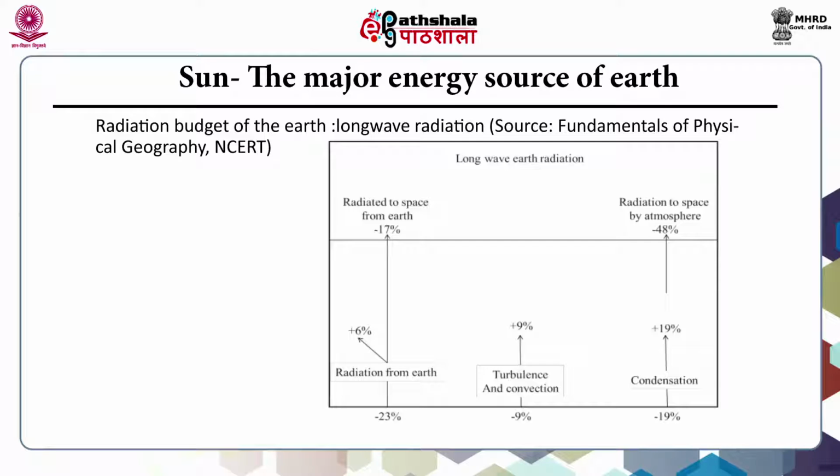Finally, the 48% of the terrestrial long wave radiation gets absorbed by the atmosphere. That is 14% from insolation and 34% from terrestrial radiation is absorbed by the atmosphere. That is also radiated back into the space. Thus, the total radiation returning from the earth and the atmosphere is 17 plus 48%, that is 65%. That balances the net 65% short wave radiation received from the sun. It is clear from this figure.